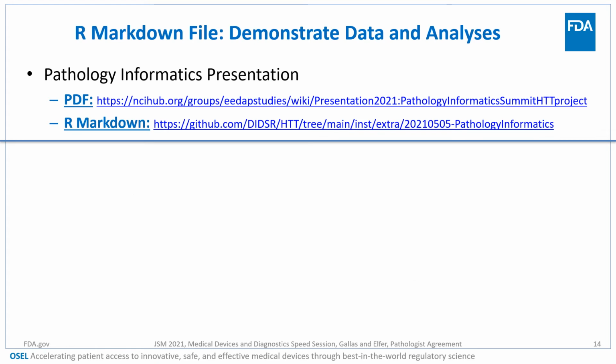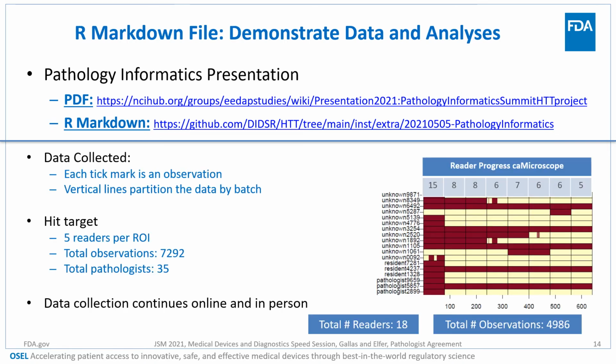The figures in this talk are generally the same as those I presented at a pathology informatics conference. Here, I want to point out that the GitHub repository has an R Markdown file that shows all the data processing done to create the figures. At the FDA, we strive to create reproducible and transparent science. For example, the R Markdown file shows the code to create the figure on the right.